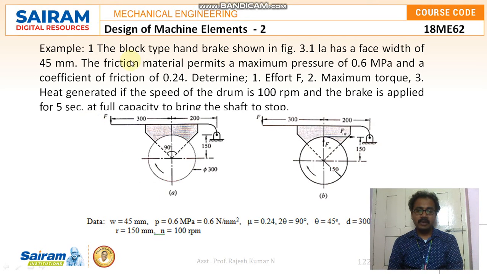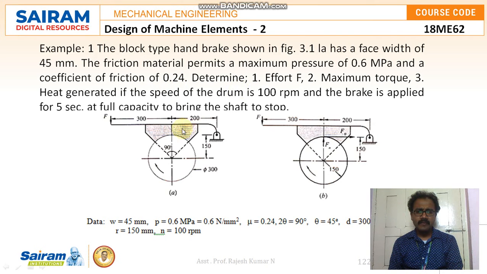So the first problem, we will start with the block type handbrake, and even when we discussed the concept, this was the first type we discussed. So the block type, as shown in the sketch, both the sketches they have shown, has a face width of 45 mm. So the face width value they have given is 45 mm, so we will write width. The friction material permits a maximum pressure of 0.6 megapascal. So the pressure value is 0.6 megapascal and the coefficient of friction is 0.24. So mu value is 0.24.